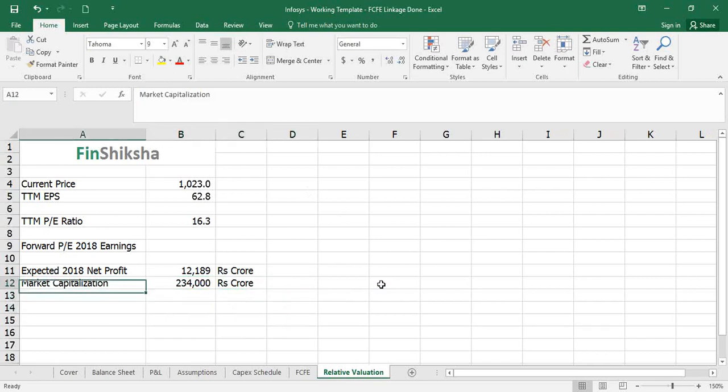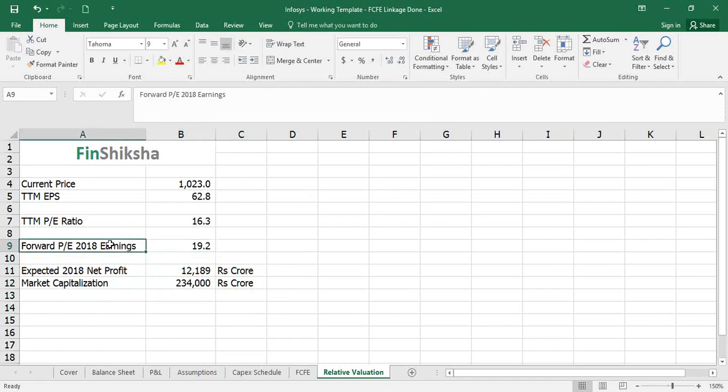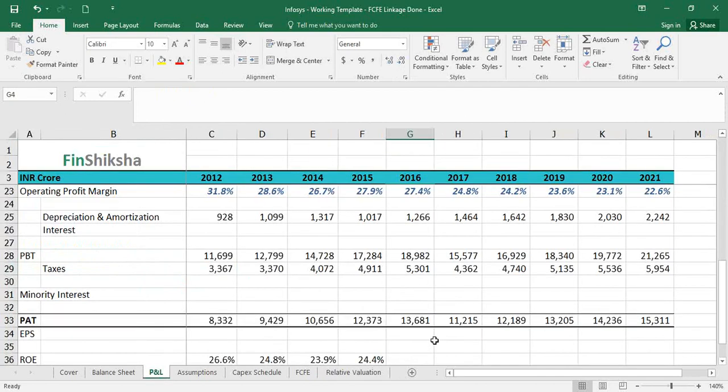Now, can I find the forward price to earnings ratio? That's the market capitalization divided by the net profit number. And that number comes as 19.3, right? Now, usually what would happen is that your forward earnings are higher if the company is growing. In this case, what seems to be happening is we have assumed a dip here, right? We have assumed a dip here.